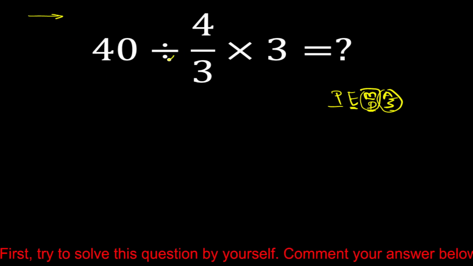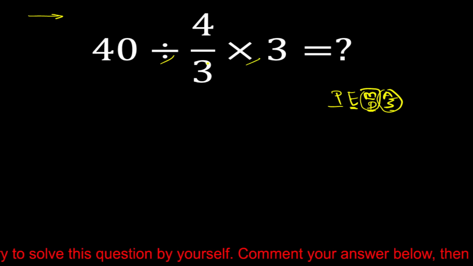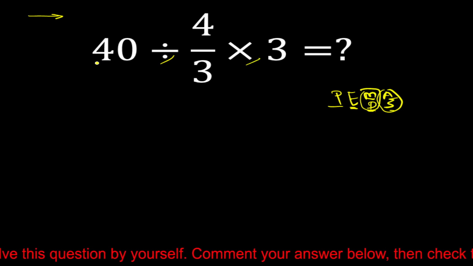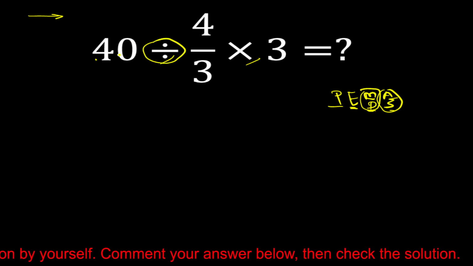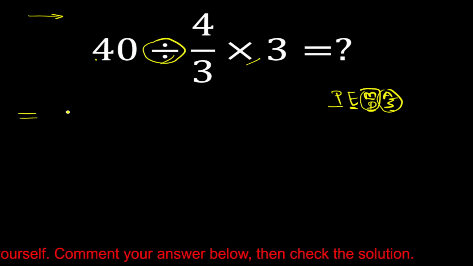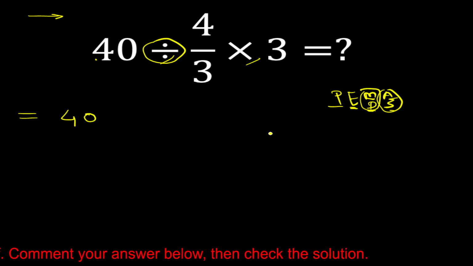So in this problem, here is a division and here is multiplication. Both have equal priority, so we have to solve it from left to right. So first we have to solve this division, okay? So is equal to 40.